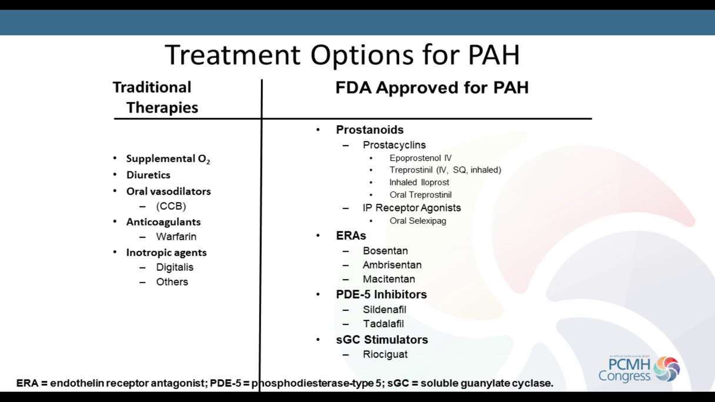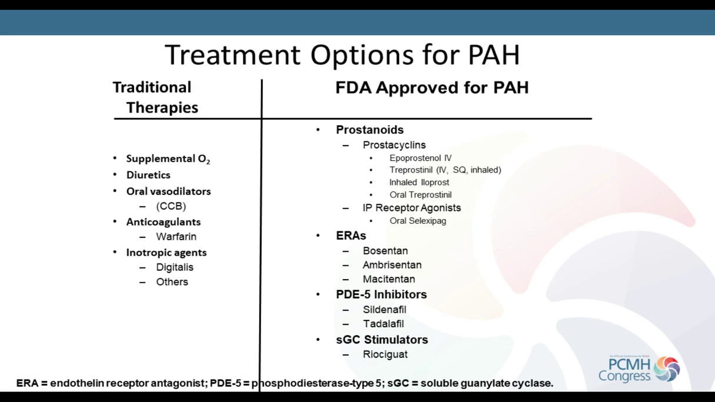So we can give it back either as an analog of the prostacyclin, or in the case of selexipag, you see there at the bottom, through activating one of the prostacyclin receptors, the IP receptor. Although the one person who got the answer right, I didn't have to tell you that.